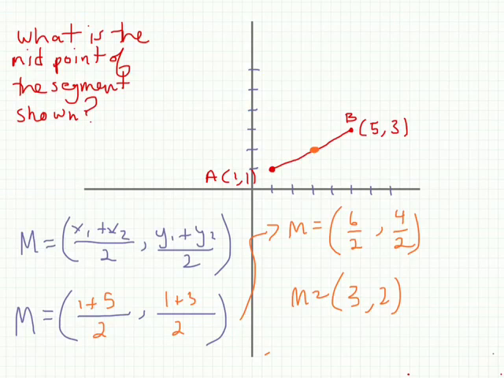Just to recap, again, the midpoint is the average of your x-coordinates and then the average of your y-coordinates. The x-coordinates were 1 and 5, which added to 6, and the average of that was 3. Your y-coordinates were 1 and 3, which is 4, and the average of that would be 2. So your midpoint then is at 3, 2.